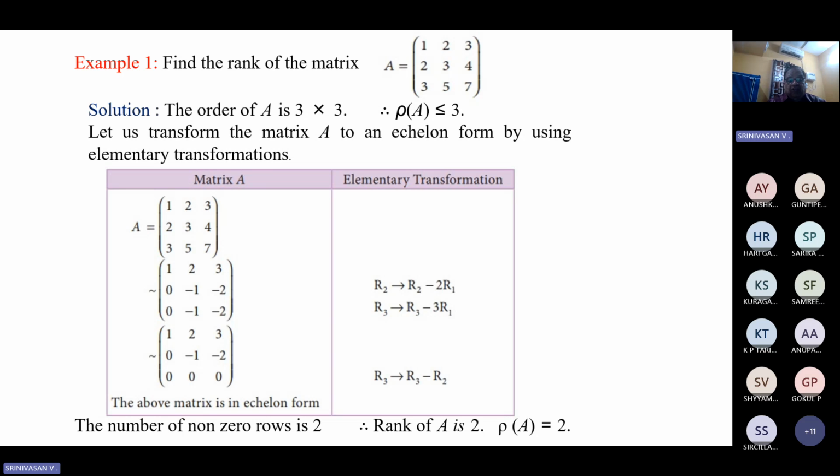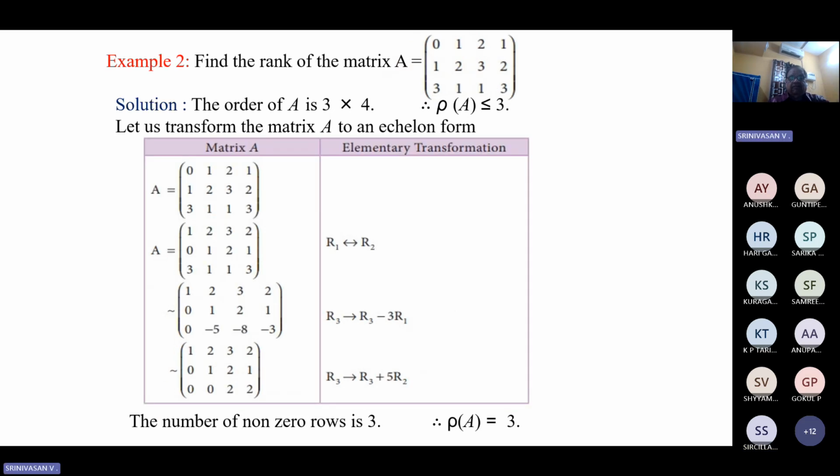Suppose here you get a non-zero number. Even though there are two zeros, if there is one non-zero element, this will also be considered a non-zero row, so that this matrix will have three non-zero rows and its rank will be 3. Is it clear now? Yes, sir. Got it. Okay, good.